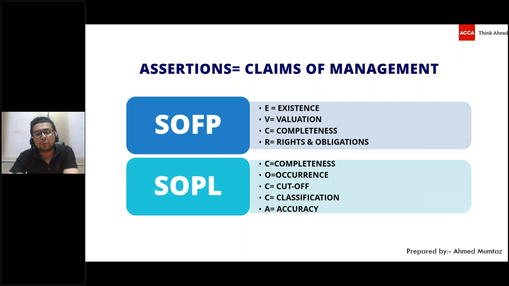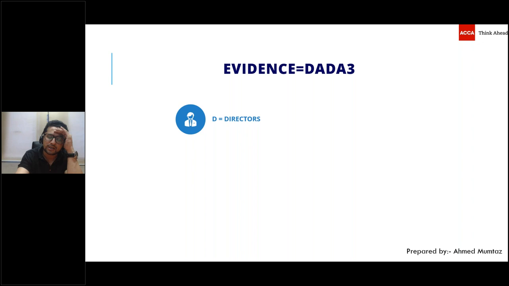So you are going to verify the assertions, but how are you going to verify the assertions? You are going to verify the assertions with the help of evidence. If you get the evidence, you as an auditor will feel confident. Now, how are you going to get the evidence? Well, you will get the evidence with the help of the directors. Remember, you are going to inquire from the directors.